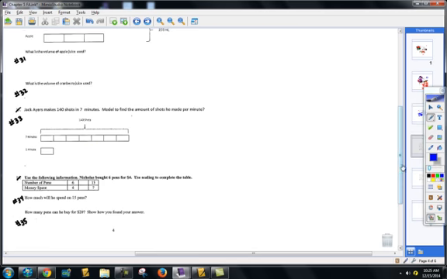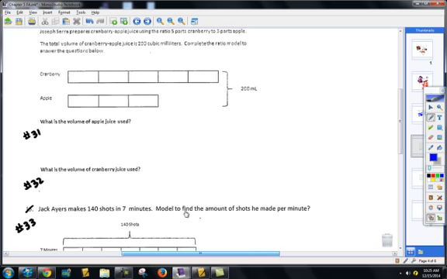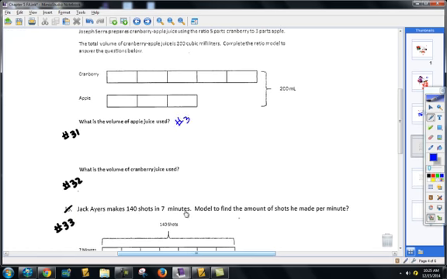Okay? These first 2 here are going to be learning target number 3. Number 3 and number 3. Now, I made it pretty easy for you guys. I didn't make you model it. I made you interpret a model, right? Which is a whole lot easier. Does everybody agree with that? Absolutely. A lot easier.